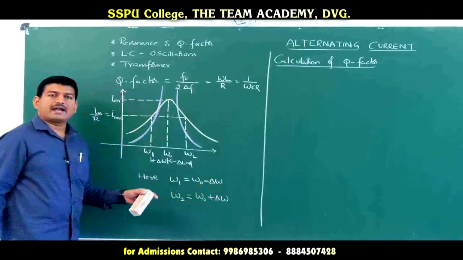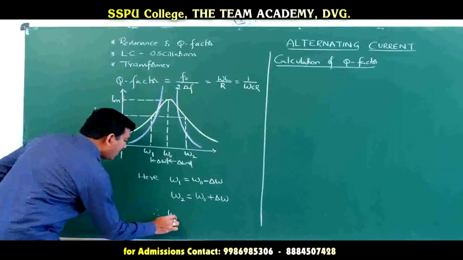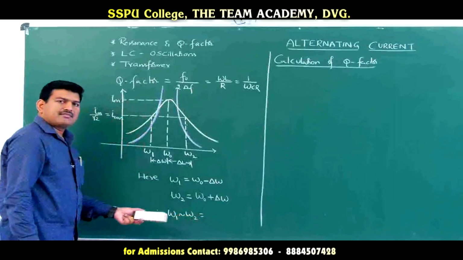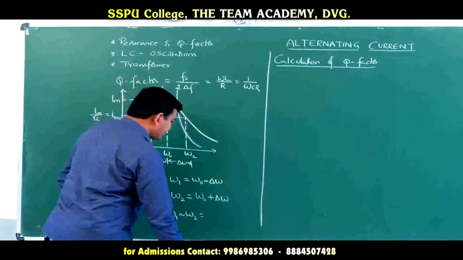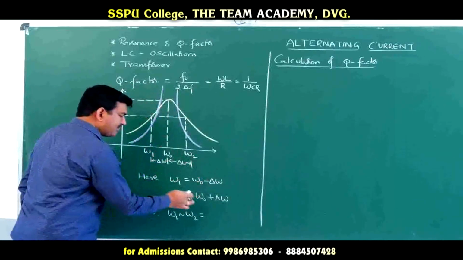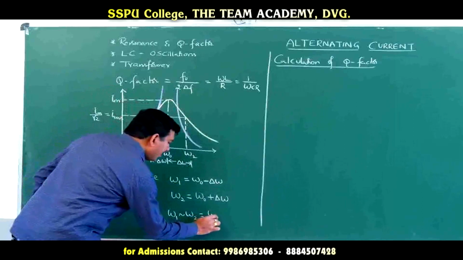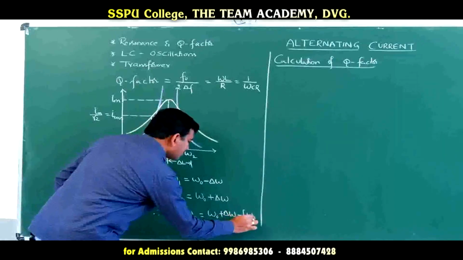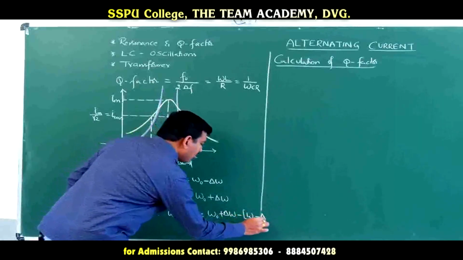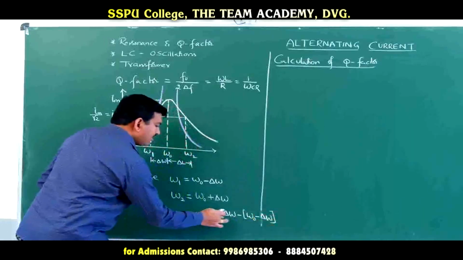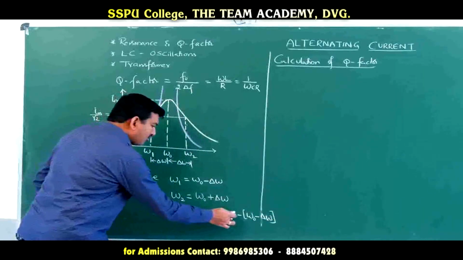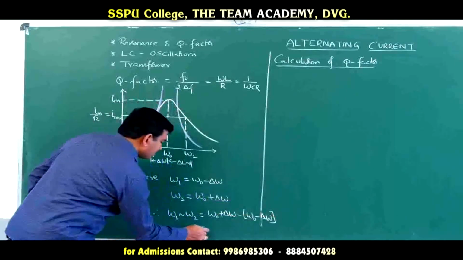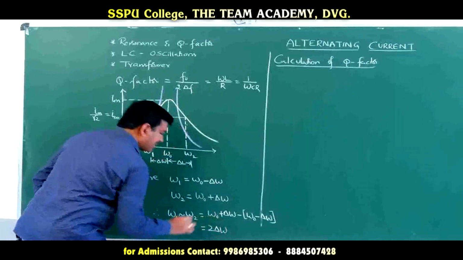Now what is the bandwidth here? Therefore omega 1 or omega 1 difference omega 2, which is nothing but maximum frequency minus minimum frequency, angular frequency case, is nothing but this minus this. This minus this is nothing but omega naught plus delta omega minus omega naught minus delta omega, which is nothing but omega naught minus omega naught will cancel. Delta omega minus of minus delta omega, which is nothing but this is plus delta omega. So this is equal to 2 times delta omega. Is it clear or not?